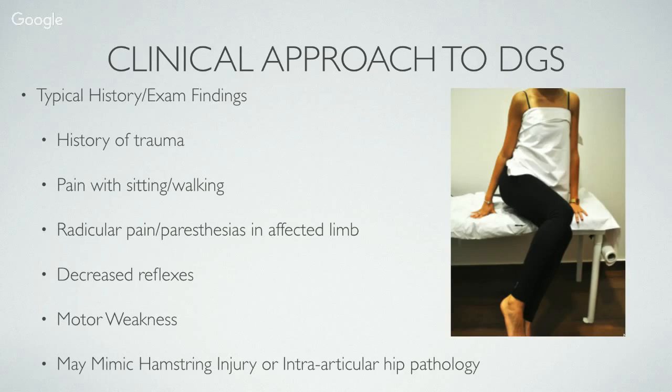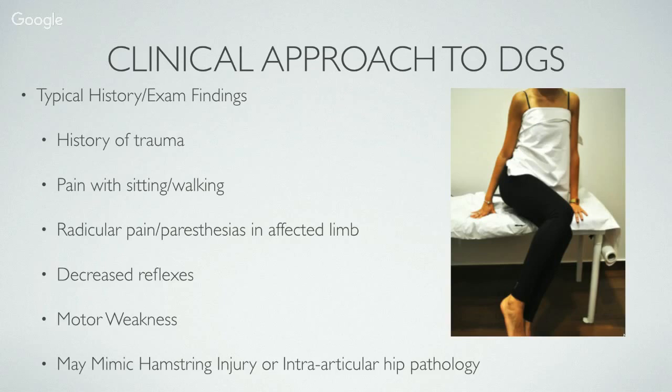So, typical history: they may have a history of trauma. They could have pain with sitting or walking, depending on the etiology of their deep gluteal syndrome. The radicular pain or paresthesias will usually be unilateral, but sometimes they could have bilateral pain. Reflexes may or may not be decreased in the Achilles tendon. You may have motor weakness as well, and it may mimic some intra-articular hip pathology or a hamstring tear. On the right here, you see typical antalgic posturing where the patient is preferentially putting weight on their healthy ischium. The pain they complain of is sciatica type pain running down the leg. They'll have possible tenderness in the gluteal region and also the retrotrochanteric region.